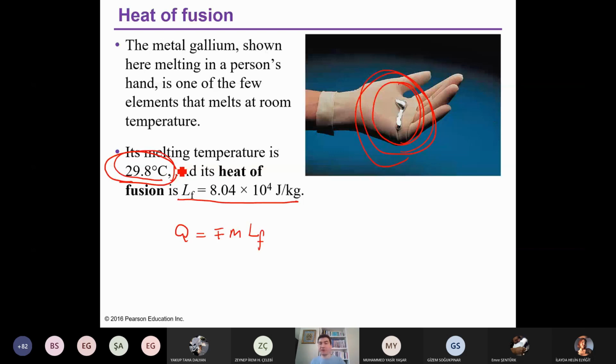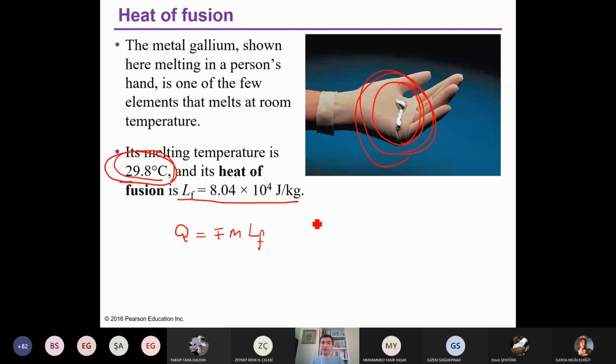For example, if you compare with iron, if you compare with cobalt, they have huge melting temperatures, around 1000 degrees Celsius. But this metal gallium has a very low melting temperature, and at room temperature, it can be melted.